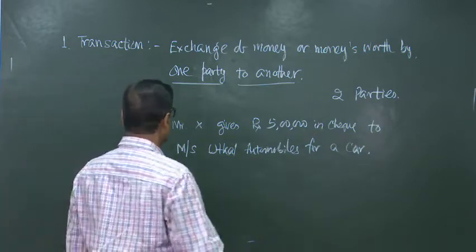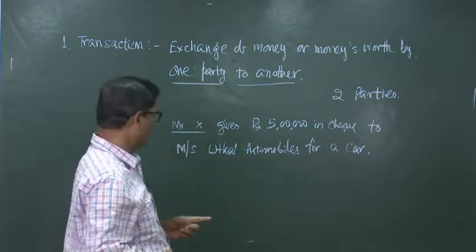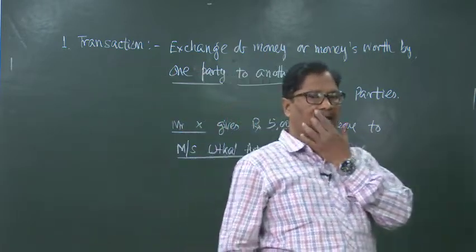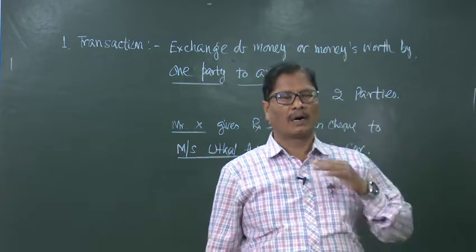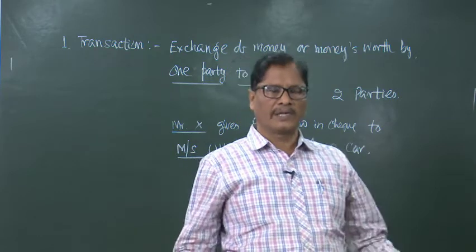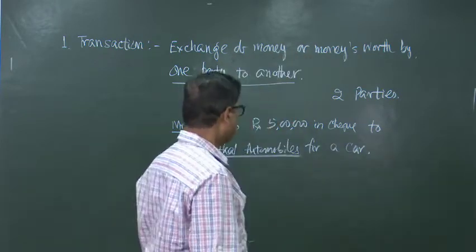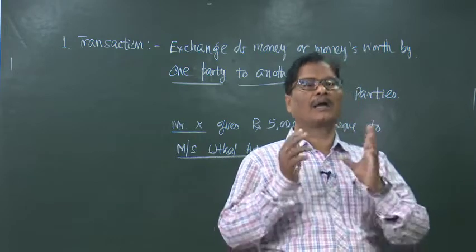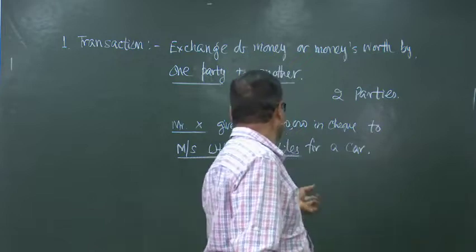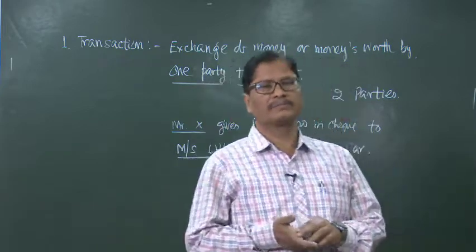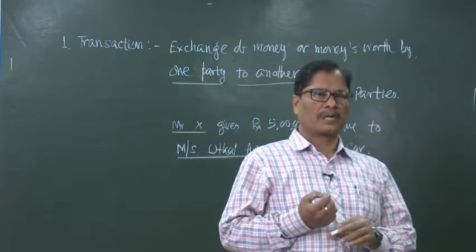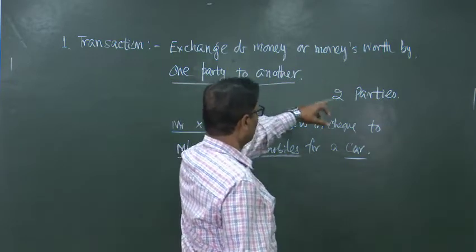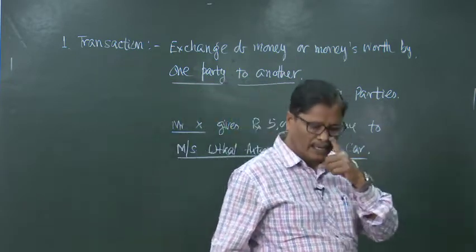So, what are the two parties? Mr. X is giving, so Mr. X is one party, and to whom has it been given? To Messrs. Utkal Automobiles. So, Mr. X will write that I am giving rupees 5 lakh in your check, means through bank, and getting the car. So, one party, that is Mr. X, is giving cash or a check, and the other party, that is Messrs. Utkal Automobiles, is giving the value of it or money's worth, that is the car. So, exchange of money or money's worth by one party to another, this is called a transaction.